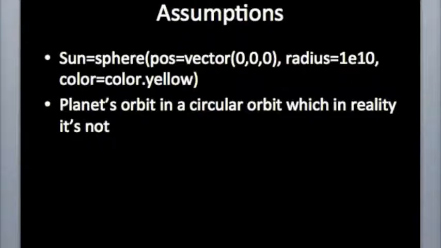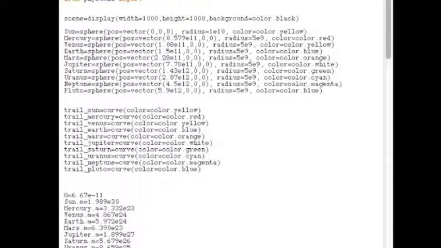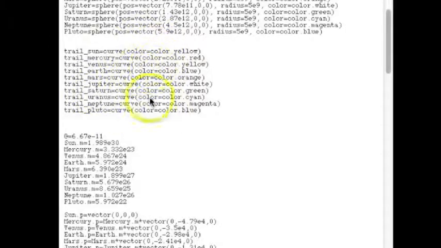So some of the assumptions made for this lab were that the momentum and position of the sun would be 0, and the planets would orbit in a circular orbit, which in reality they don't. As I showed earlier how Newton's second law is applied, here is the rest of my code. All I did was simply put in the position of each planet relative to the sun, trace the orbit.